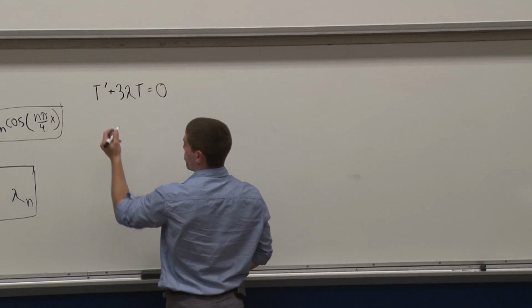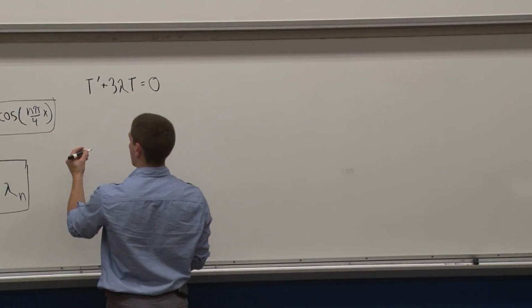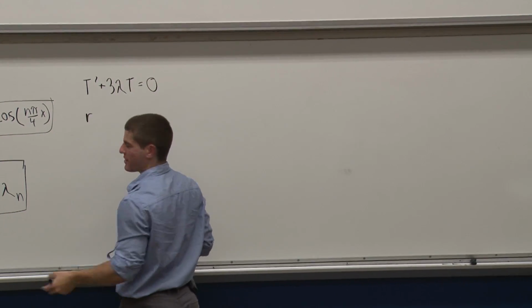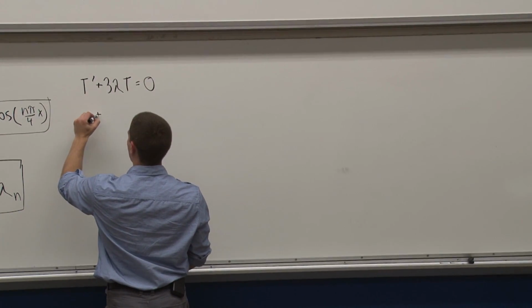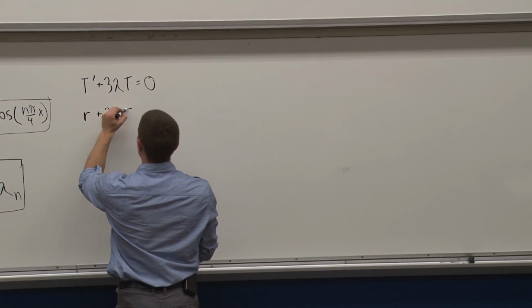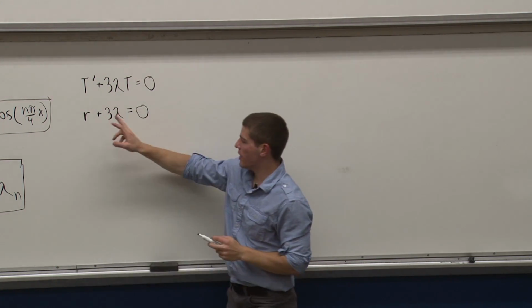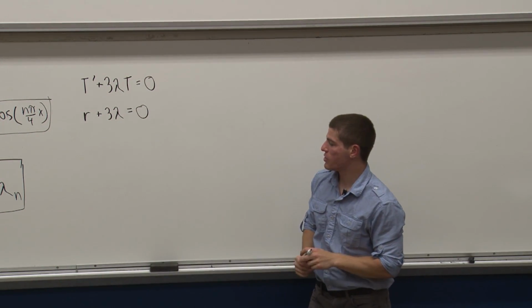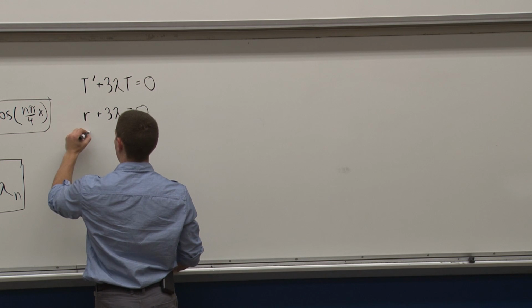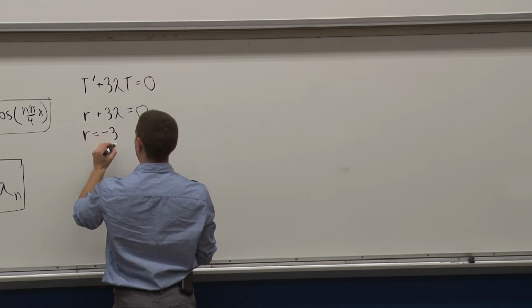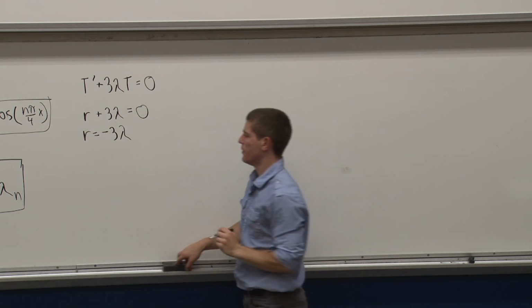So with this, we can do the exact same thing. Turn it into r's. All right. So we have r plus 3 lambda equals 0. So if that's the case, r equals negative 3 lambda.